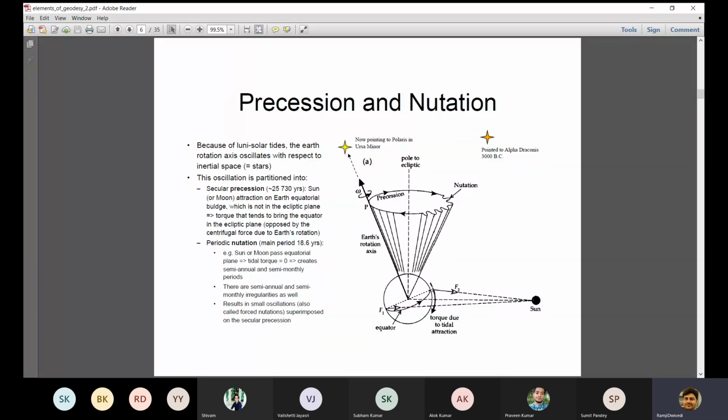So this figure is a very good figure. Obviously, this figure can only be visualized from inertial space, away from Earth. That's why the first line itself says, because of lunisolar tides, the Earth rotation axis oscillates, or seems to oscillate, with respect to inertial space, with respect to stars.